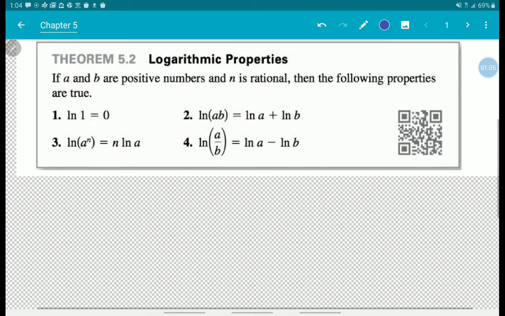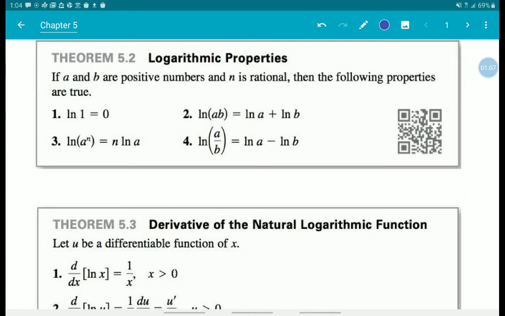When we talk about log properties, if we take the ln of 1, then we're going to get 0. That's true for any base. We have a property that says if we take the ln of AB, that's the same thing as splitting that up into the sum of two logs, ln of A plus ln of B. Once again, we could do this with other bases. This property holds.